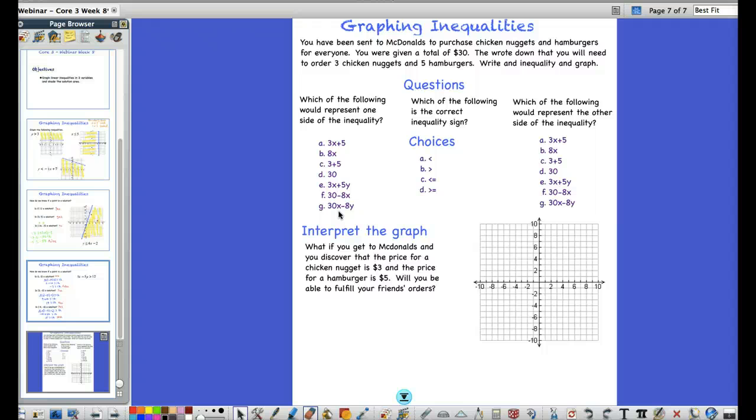One of those choices will represent the fact that your friends want 3 chicken nuggets and 5 hamburgers and you have $30. That's all the information you have. You don't know anything else. You don't know how much chicken nuggets cost. You don't know how much hamburgers or Big Macs or whatever they are cost because you never go to McDonald's. It's 3x plus 5 is the first one.